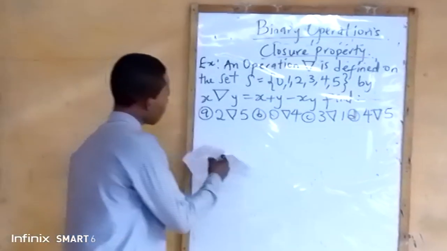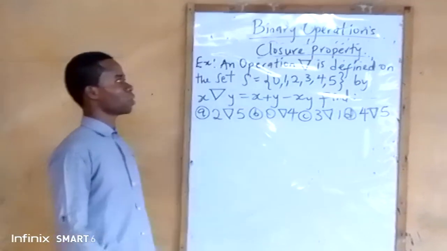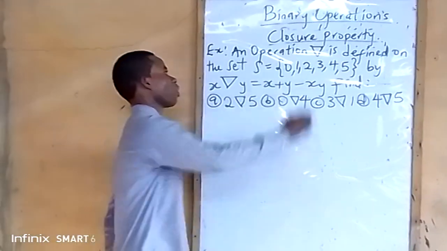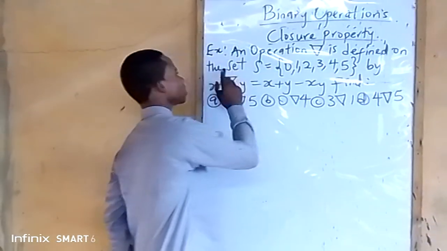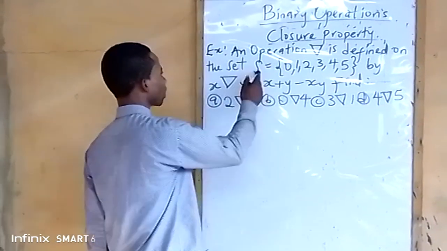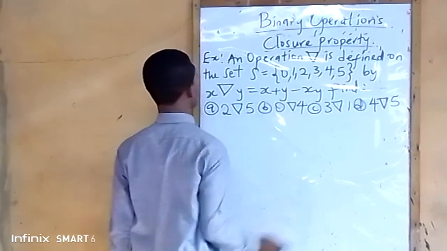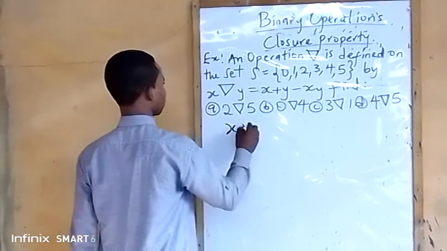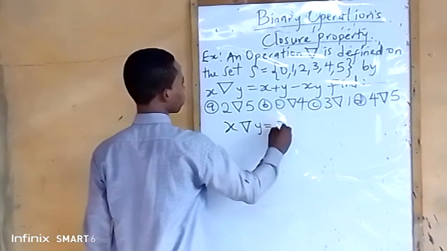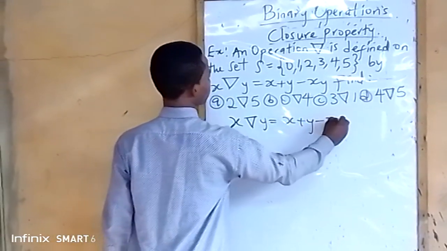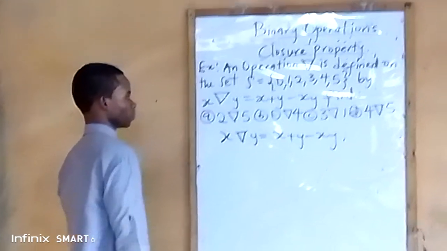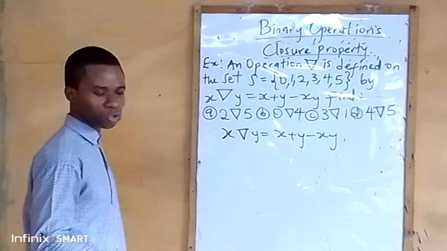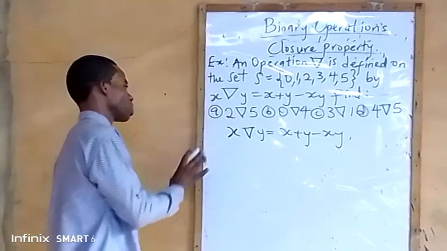Now, let's take a look at this example for the closure property. It says an operation is defined on the set X of these elements. By this, they give us the definition. This is the definition: x operation y equals x plus y minus xy. They say we should find this and know whether the operation is closed. We want to test whether the operation is closed.